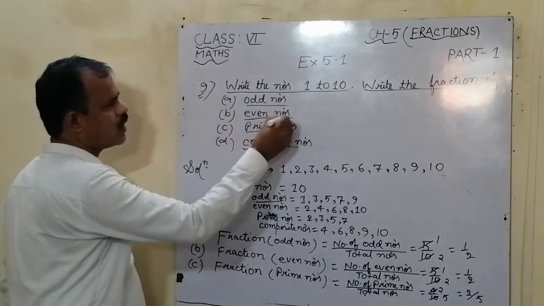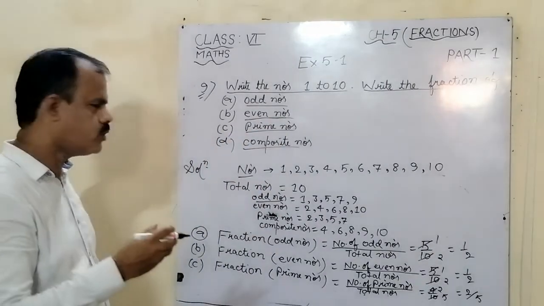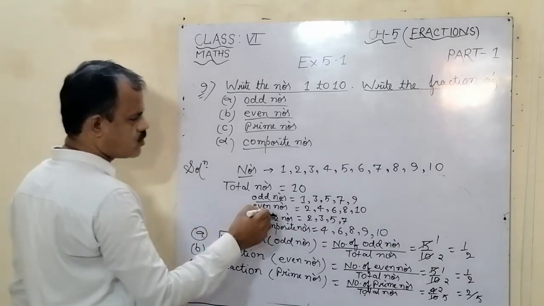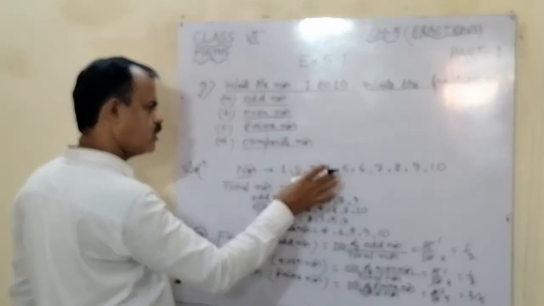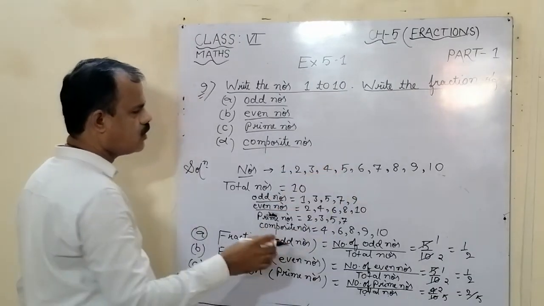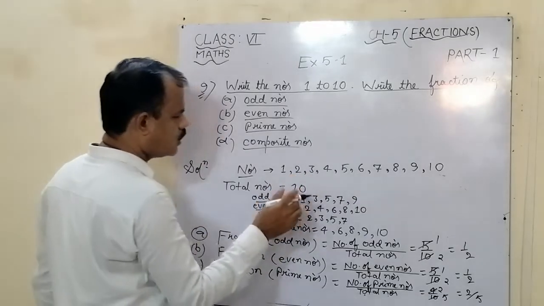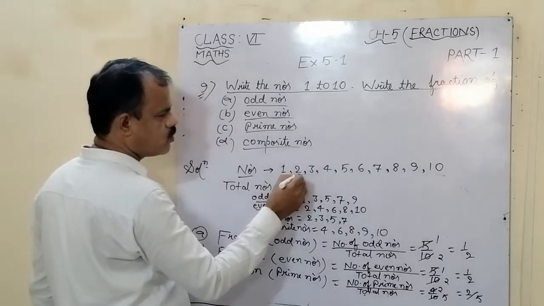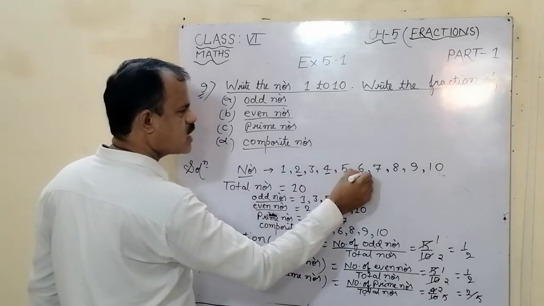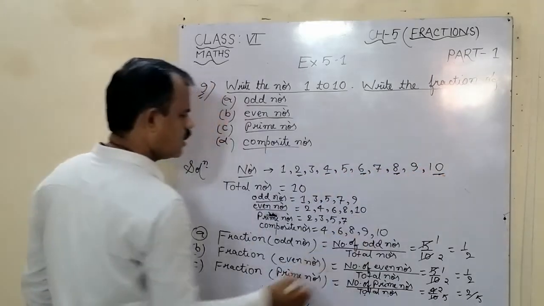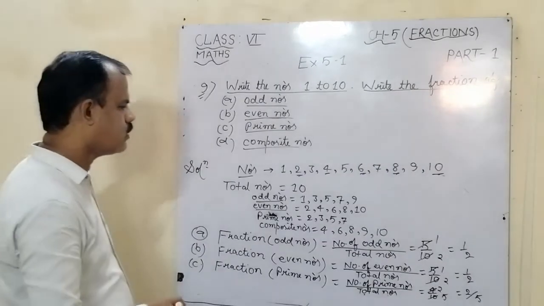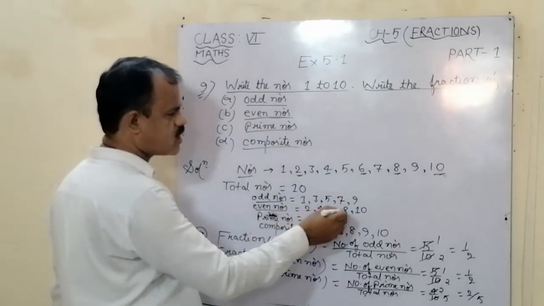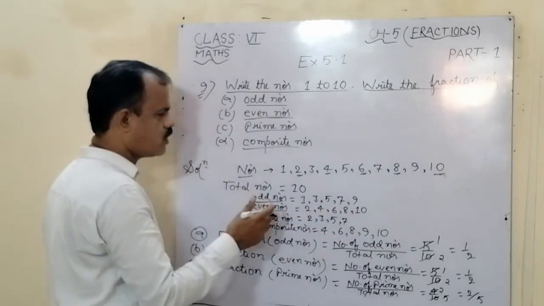Next, even number. A number which is divisible by 2 is known as an even number. So in the numbers from 1 to 10, you have to take out the even numbers: 2, 4, 6, 8 and 10. These all numbers are divisible by 2. So 2, 4, 6, 8, 10 are known as even numbers.